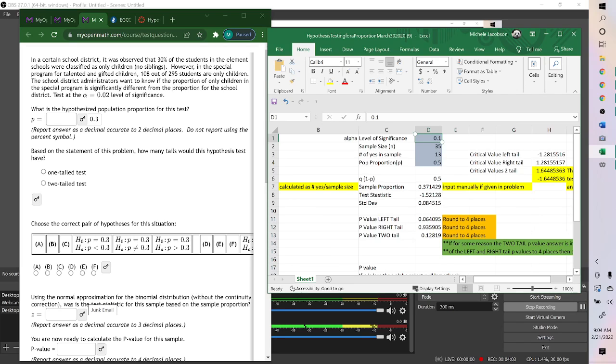To test, alpha is 0.02 level of significance. So 0.02, put it in the gray part. Our sample size was 295. The amount for the siblings was 108, and the proportion was 0.3.